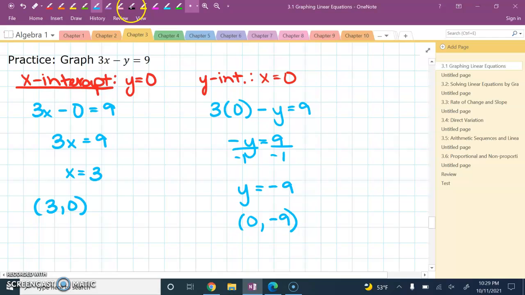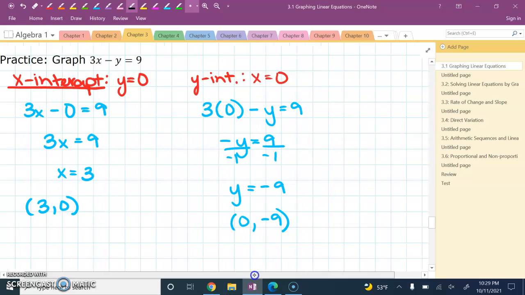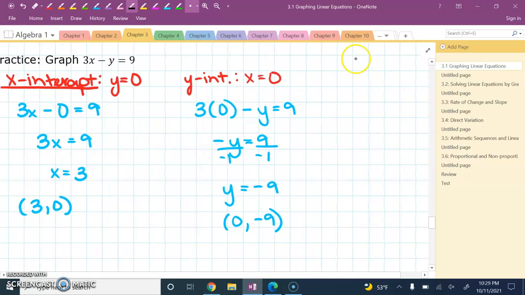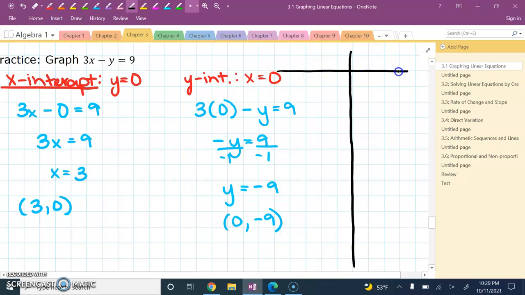So then when you went to graph this one, you should have gone to the right 3, because it's 3, 0, and you should have gone down 9 on the y-axis. So those are those 2 points, and then once again, connect those 2 points to get your straight line.